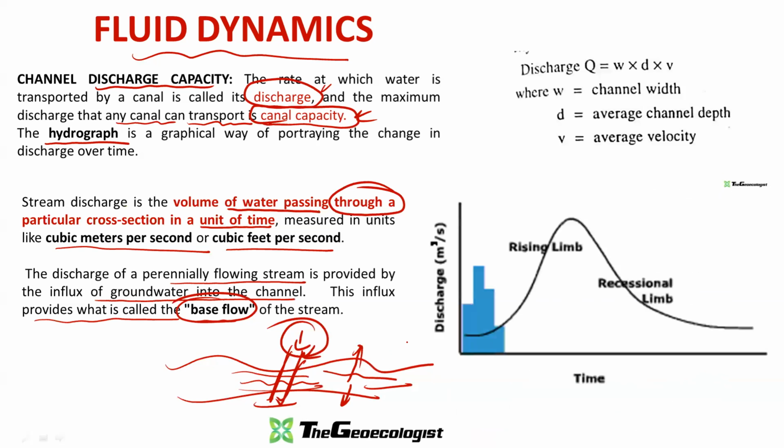Now, how will you compute? What is the formula? So discharge is Q value, which is equal to W into D into V. So what is W? It's channel width, D is average channel depth, and V is average velocity. So this is how you can compute with the data.